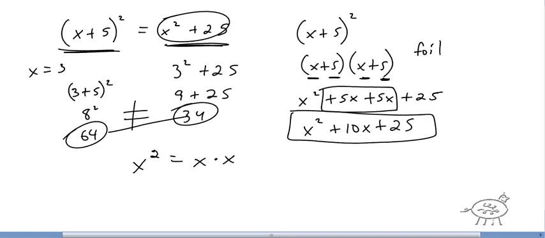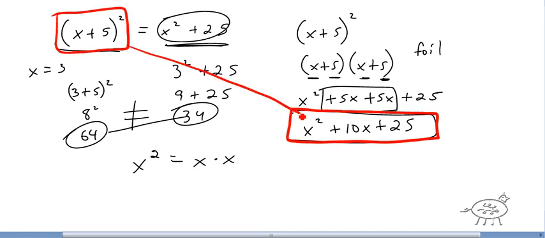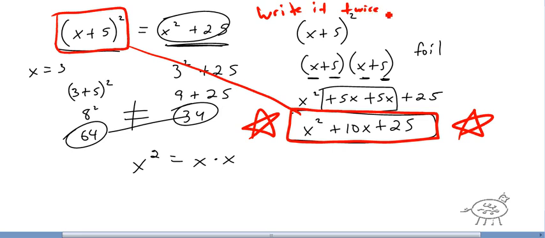I'm going to highlight this in red. That is so important. That is the answer to this problem right here. That's what you need to do. That's huge. I'm going to write here: write it twice, then FOIL. Very important. Write it twice, then FOIL.